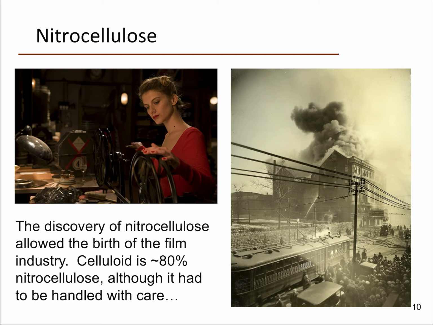Before the invention of plastics or polymers, the only real substrate to put pictures on was glass. Glass, of course, is not flexible. You can't roll it up in a reel, so they couldn't easily make movies with that. So with nitrocellulose, they were able to modify it further and produce a material called celluloid, which is about 80% nitrocellulose. With that, they could make these very flexible plastic films, which allowed them to print images on that and make movies.